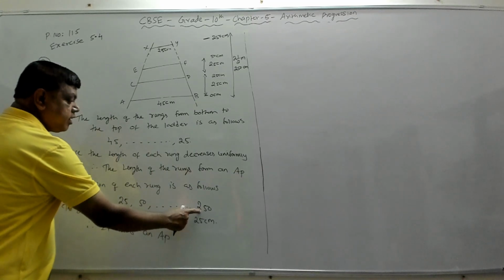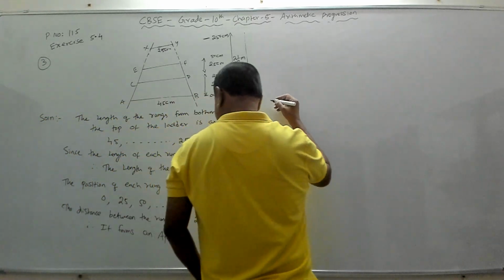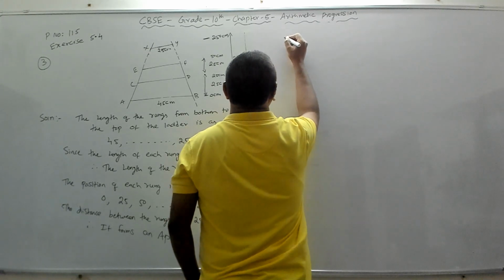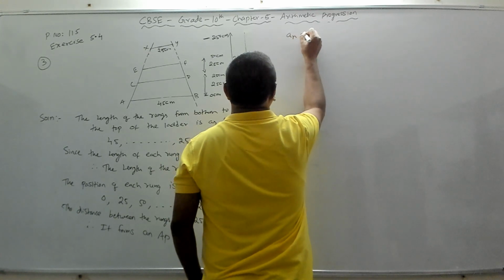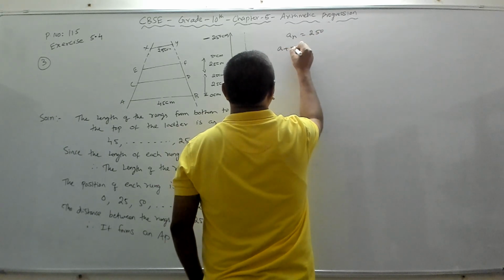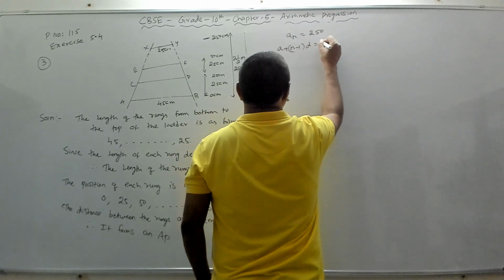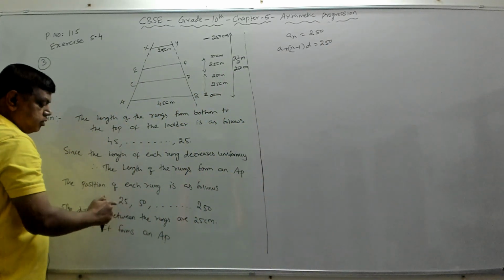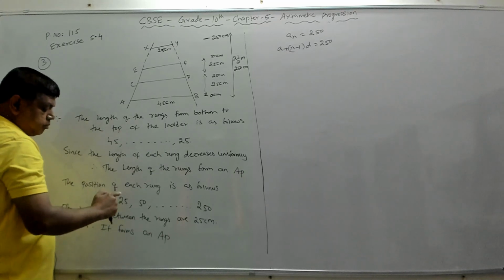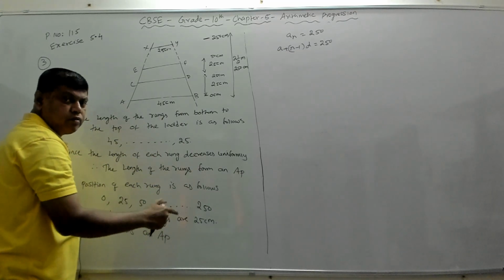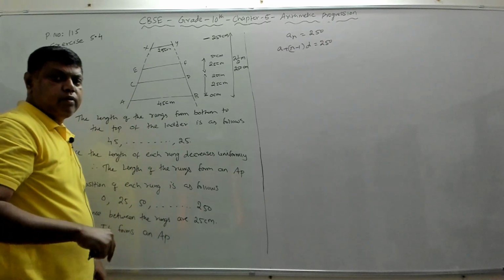Let's say that this is the nth position. Right? So we'll say that An equal to 250. So what is An? A plus n minus 1 into d. That is equal to 250. So we are trying to find the number of rungs there. If you know this is the first rung, position of first rung, position of second rung, position of third rung. So from the position of each rung, we are going to find how many rungs are there.